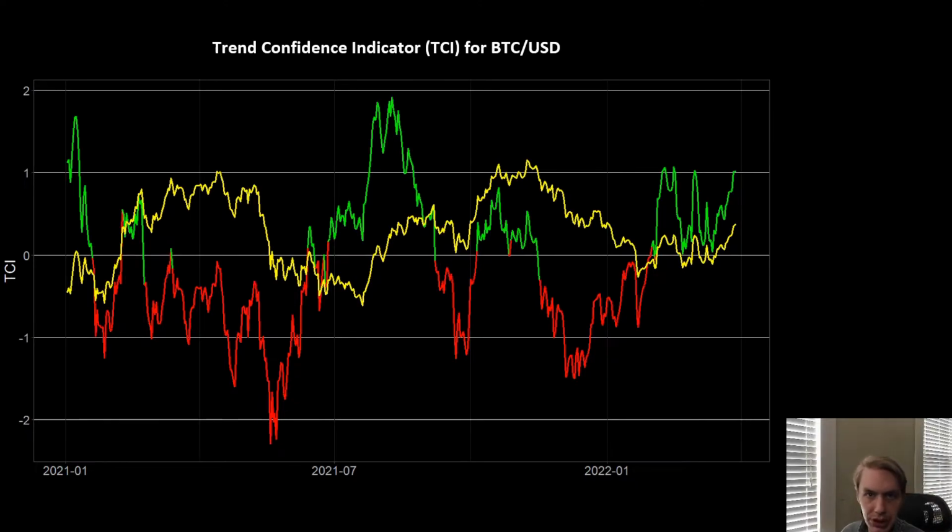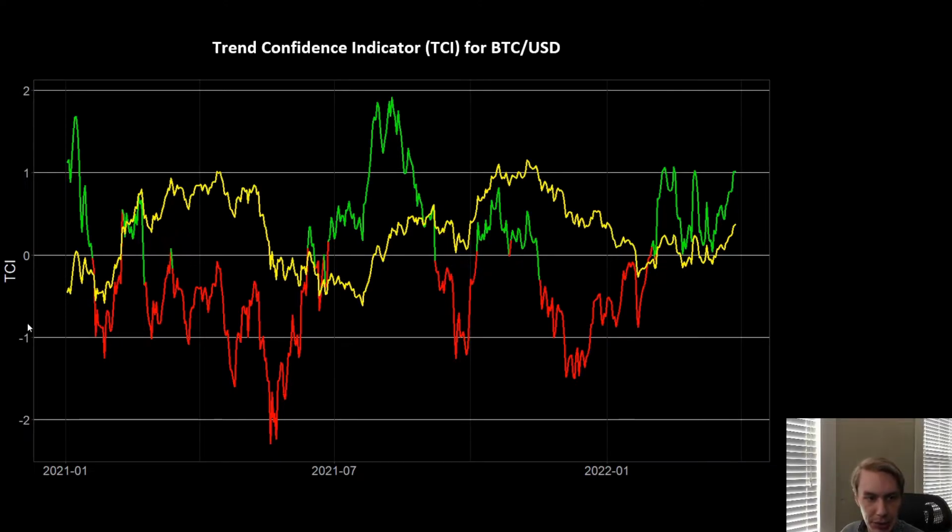So where I want to start is the trend confidence indicator, the TCI. This is an indicator that I've been talking a lot about recently on the channel, because I think it gives some interesting early warnings about trend reversals for Bitcoin, or when we might want to start paying attention for moves back to the upside or downside.